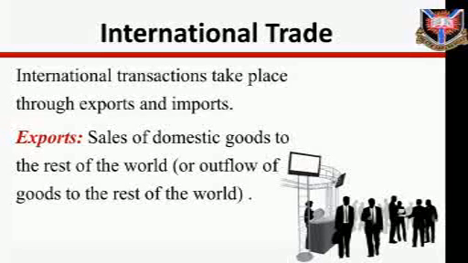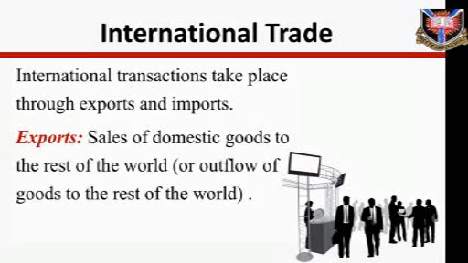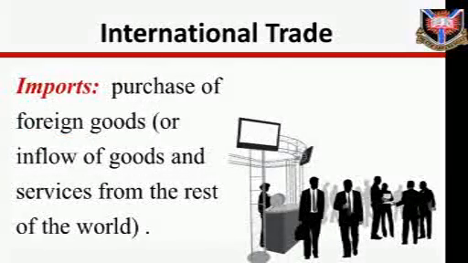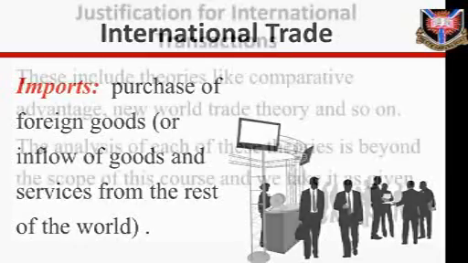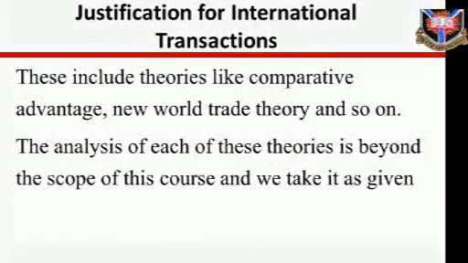International trade. There are two ways by which international transactions take place. These are through exports and imports. Sales of domestic goods to the rest of the world, or outflow of goods to the rest of the world, are called exports, while the purchase of foreign goods, or inflow of goods and services from the rest of the world, is called imports. There are a series of theories propounded for the justification of engaging in international transactions.